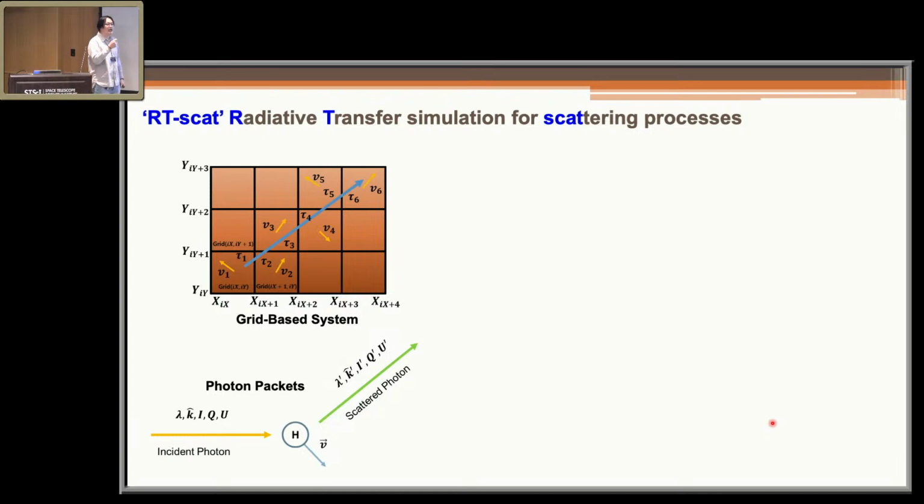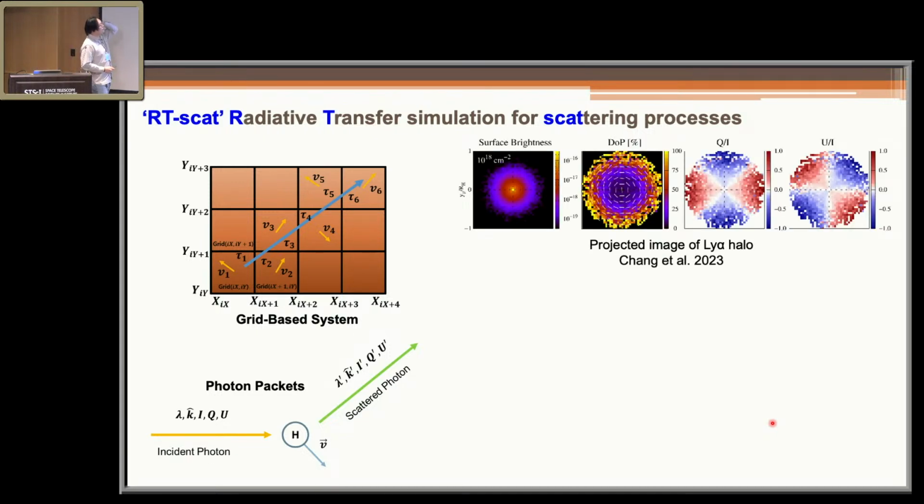In this simulation, each photon packet is generated from the emission region. I also assume some scattering region, and for each photon I compute the scattering position from the physical properties of the scattering region. If a photon is scattered by atomic hydrogen, I compute the scattering direction and polarization behavior from atomic physics.